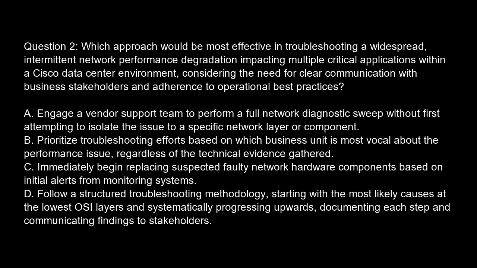Option A. Engage a vendor support team to perform a full network diagnostic sweep without first attempting to isolate the issue to a specific network layer or component. Option B. Prioritize troubleshooting efforts based on which business unit is most vocal about the performance issue, regardless of the technical evidence gathered. Option C. Immediately begin replacing suspected faulty network hardware components based on initial alerts from monitoring systems. Option D. Follow a structured troubleshooting methodology, starting with the most likely causes at the lowest OSI layers and systematically progressing upwards, documenting each step and communicating findings to stakeholders.